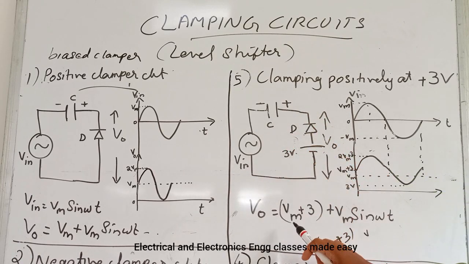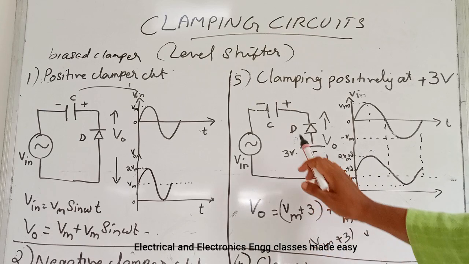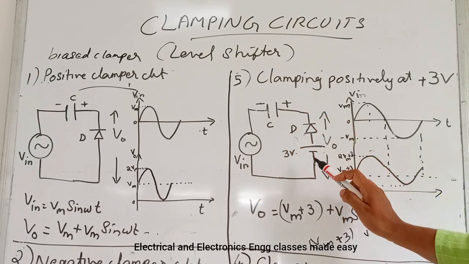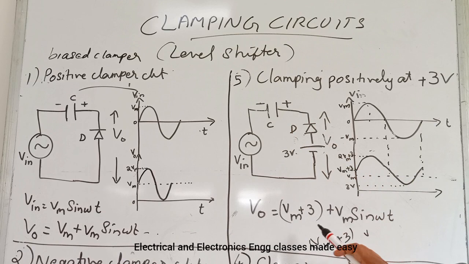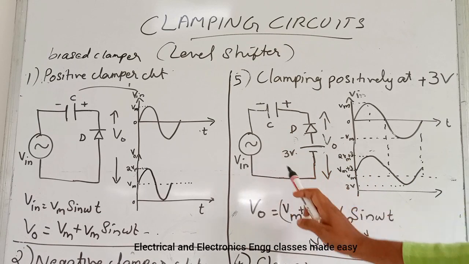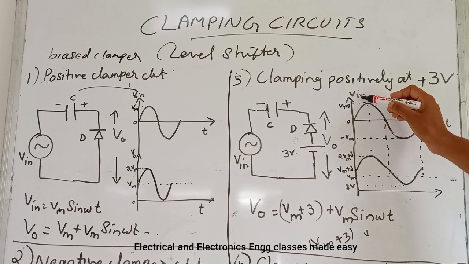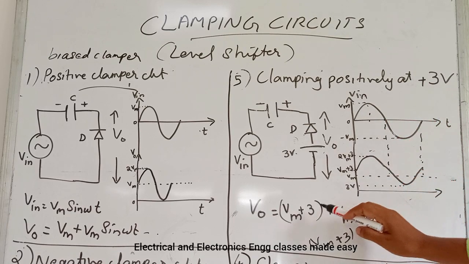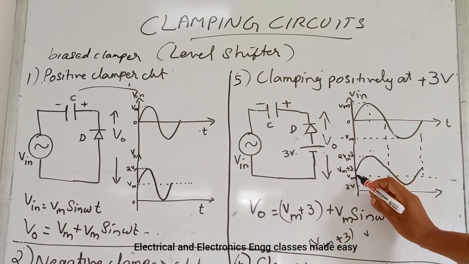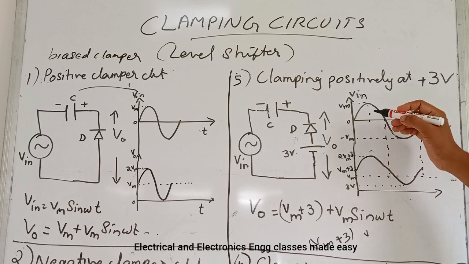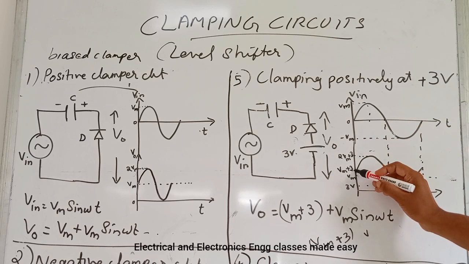So capacitor charges up to Vm plus 3, then Vm sin omega t, that is during the positive half cycle it will be Vm plus 3, that is Vin plus Vm plus 3 volt, that is V0 is equal to Vm plus 3 plus Vm sin omega t. And in the case of waveform, so when Vin is 0 volt, then we will get Vm plus 3. So if this is the maximum value Vm, then the waveform is shifted upward, that is Vm plus 3 volt is this point.